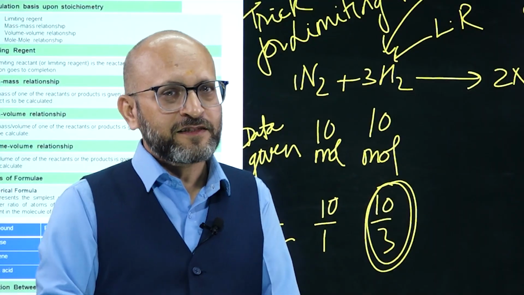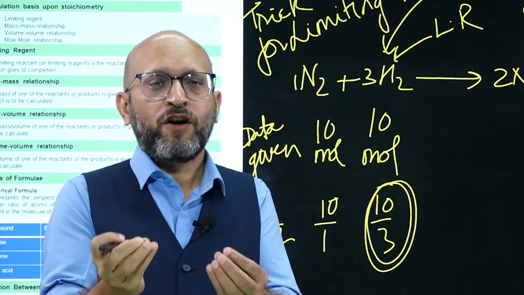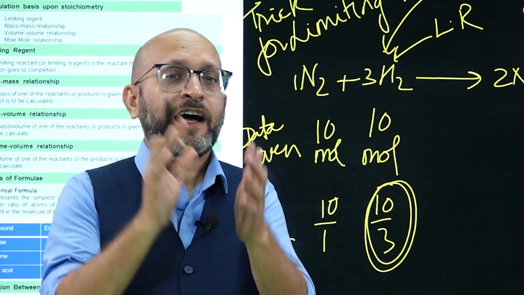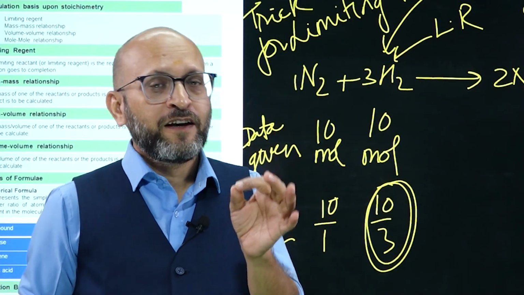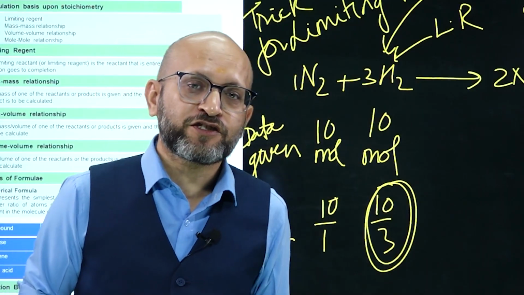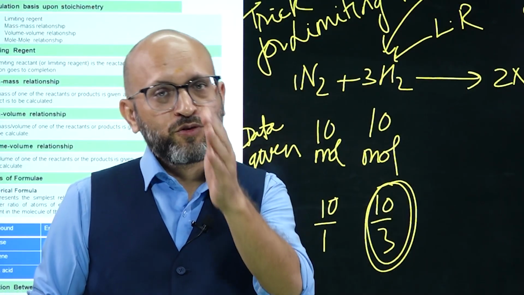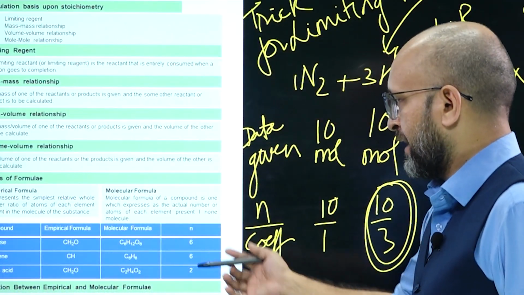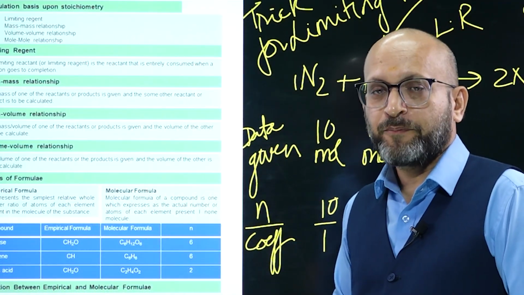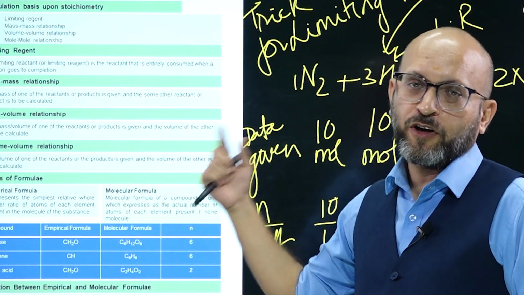And when will you need this? When two or more than two reactants are given and the quantity of each is given. Then find out which is the limiting one, and all the calculations will be done through the limiting reactant. Alright. And what is explained over here is empirical formula and molecular formula.